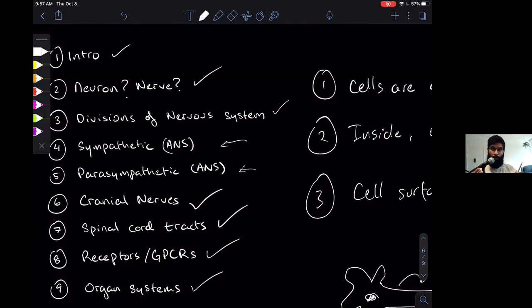We went through the 12 cranial nerves, what each of them do, the sensory functions, some of the motor functions. 4 of them have parasympathetic function: 3, 7, 9, and 10. We went through the spinal cord tracts. This is where the information is ascending and descending within the spinal cord.